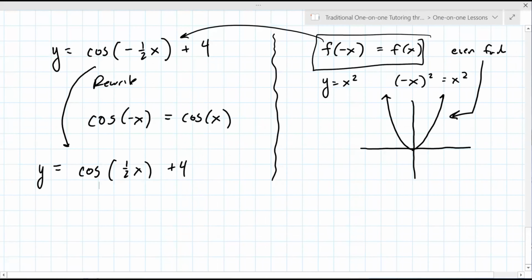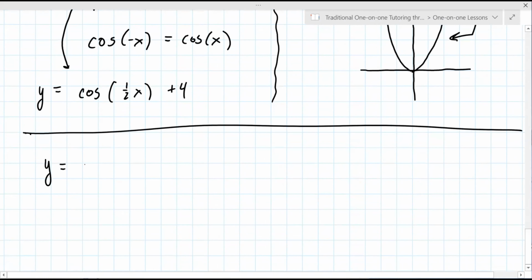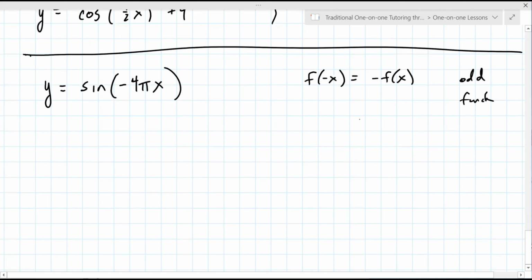Okay, so let's go here. And let's say I wanted you to graph y equals sine of -4 pi x. I'll just make it weird. If f of negative x equals minus f of x, this is called an odd function. So the first odd function that you know about, believe it or not, is y equals x.